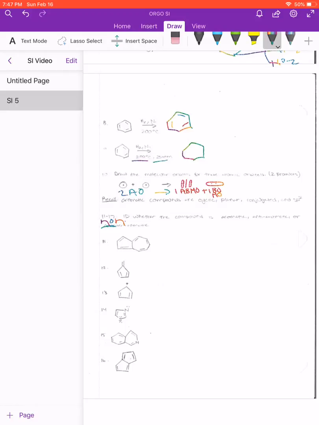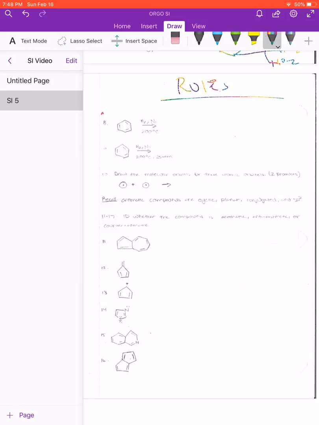Since I already used all of this, I'm just going to kind of put that right there. And we're going to write out our rules for aromaticity. So our rules, right? So in order for a molecule to be aromatic, it has to be planar. And planar just means sp2 hybridization on the carbons.